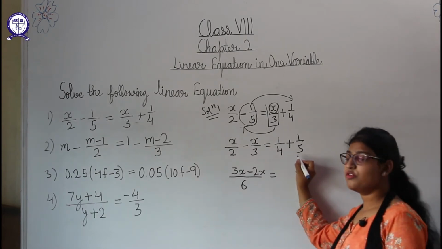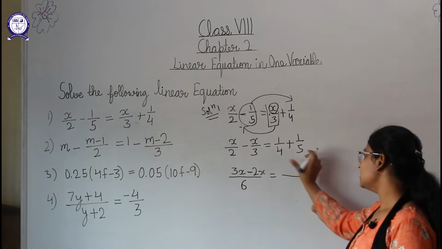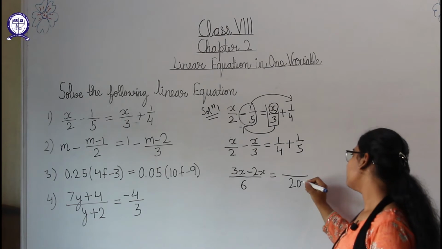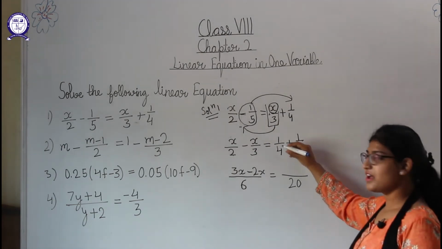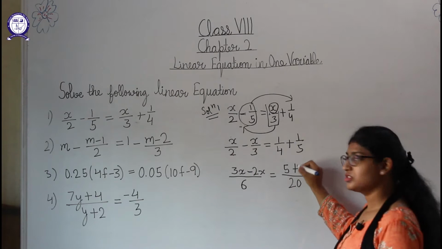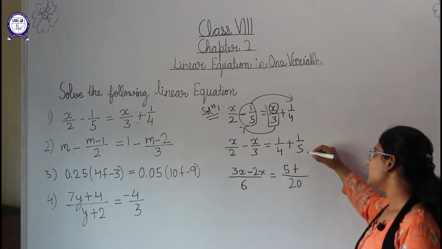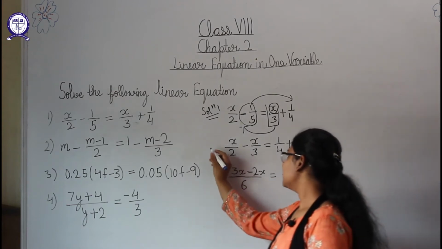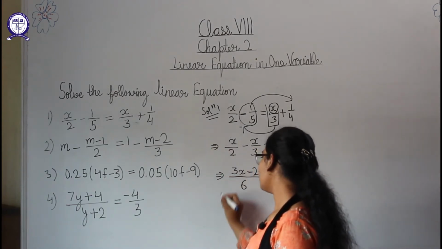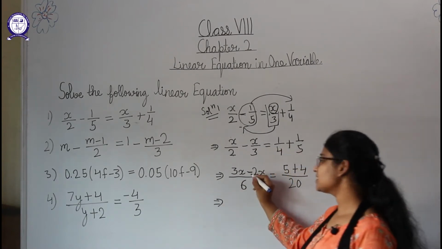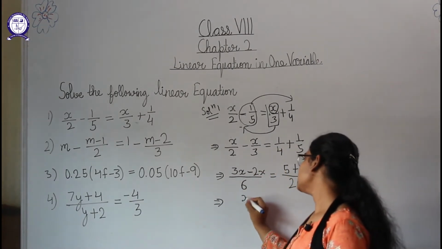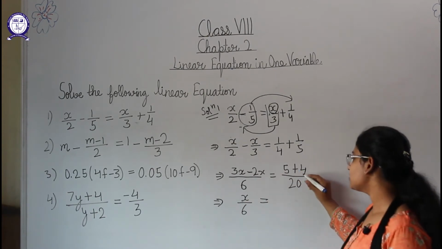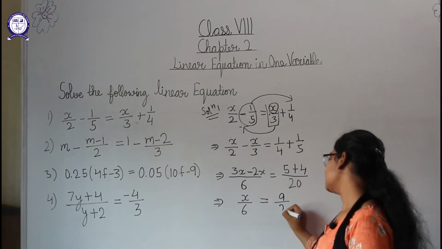Now we will take the LCM of 4 and 5 to solve these. So LCM of 4 and 5 will be 20. Now 20 divided by 4 will be 5 and 5 ones are 5. Here is the positive sign. Then 20 divided by 5 will be 4 and 4 ones are 4. Now we will calculate this. 3x minus 2x equals, students, 3x minus 2x will be 1x, which means we can write x here, and by 6 is here, equals to sign. 5 plus 4 will be 9 and the denominator is 20.